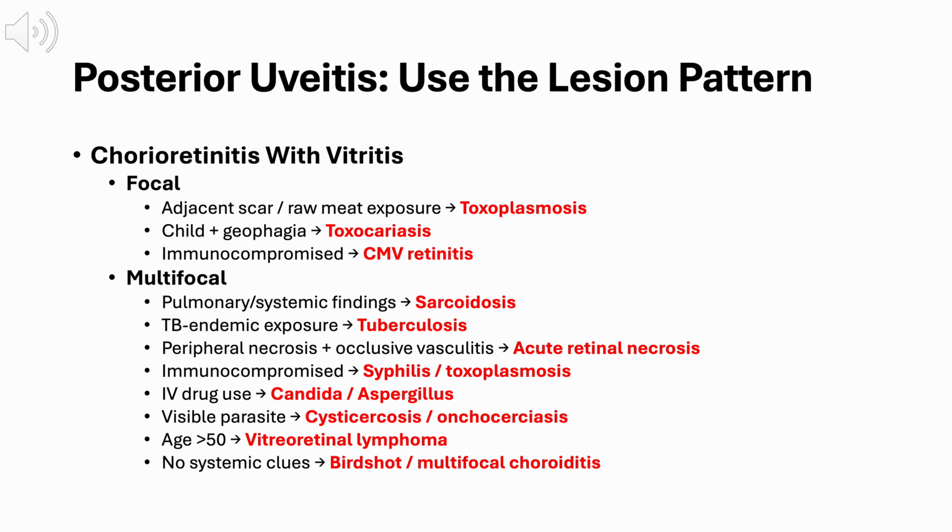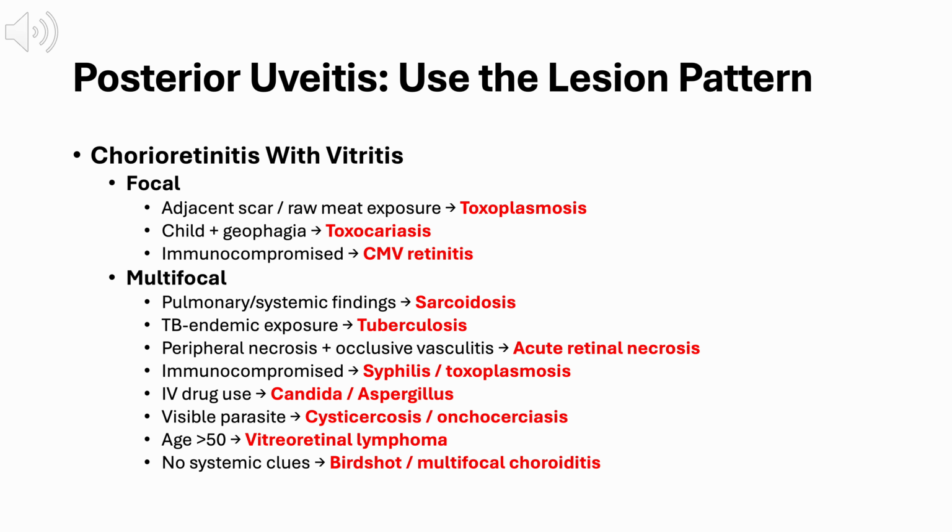For posterior uveitis, let the lesion pattern lead, starting with chorioretinitis accompanied by vitritis. Among focal lesions, an adjacent old scar or raw meat exposure points to toxoplasmosis. A child with pica or geophagia suggests toxocariasis, and an immunocompromised host raises CMV retinitis.